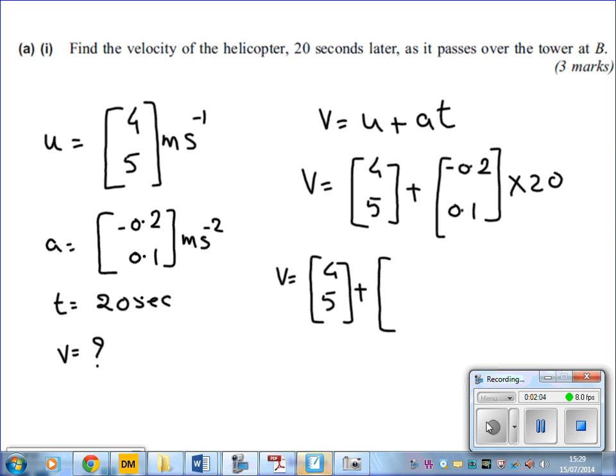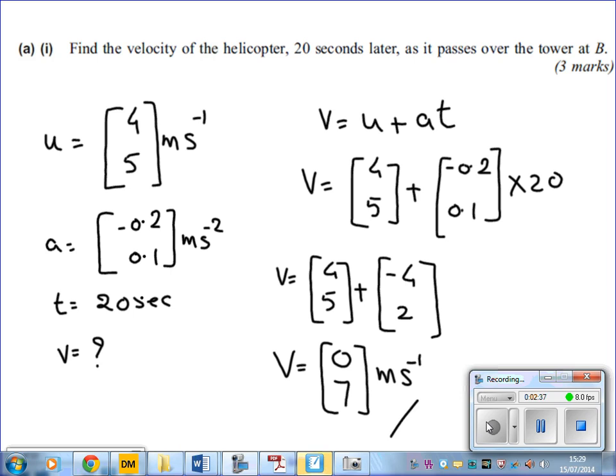plus (-4, 2). And how we get (-4, 2) is 0.2 times 20 is minus 4, and 0.1 times 20 is 2. Okay, now you just do these. So that's going to be 4 minus 4, which is 0, and 5 plus 2 is going to be 7 meters per second. And that is your answer to 4 part A, part 1.